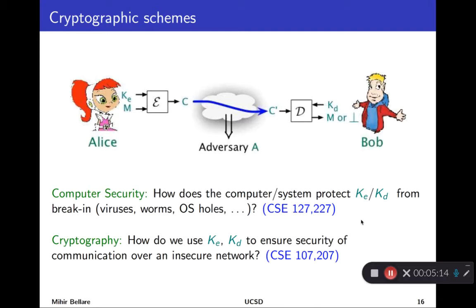And due to the breadth of the subject, this is split up. If you're looking for computer security, broadly speaking, you have to integrate all this. But course-wise, 127 at the undergrad level and 227 at the grad level deal more with the system side, whereas 107 and 207 commensurately deal with the mathematical side, which is what we're looking at here.